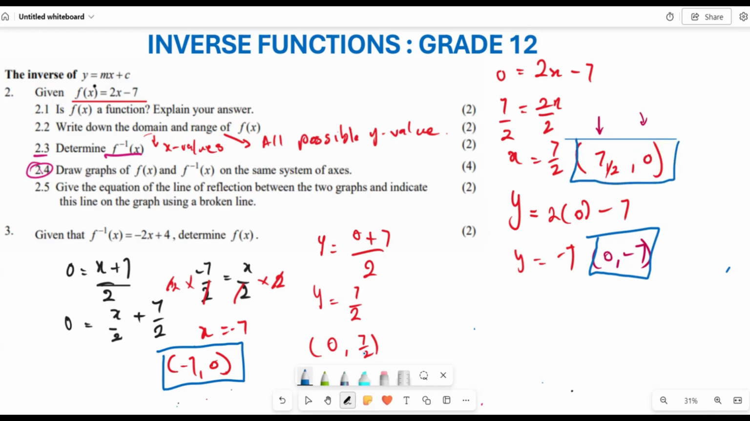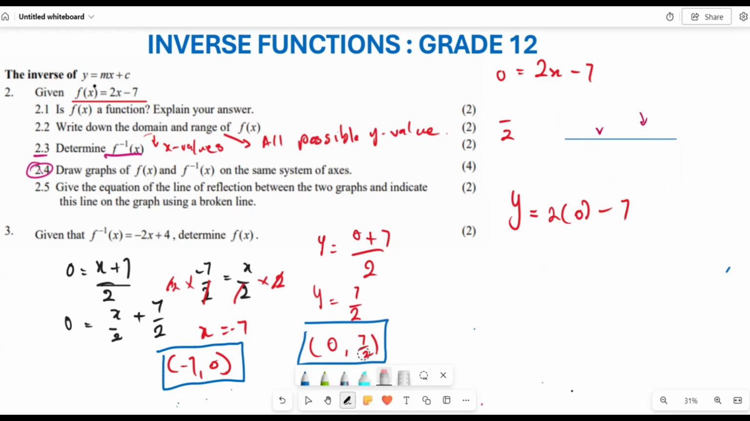And then what is it that you are having here? You are having 0 over 7 over 2. So basically this shows that the inverse is just the opposite of whatever you are having, right? Maybe then let's try and draw these particular functions here, right? I think by now we just remember these coordinates.